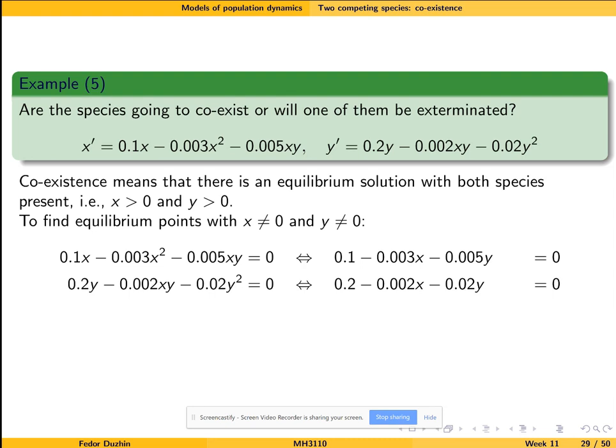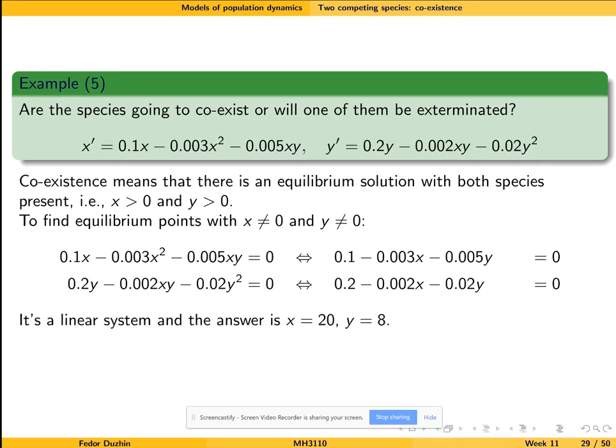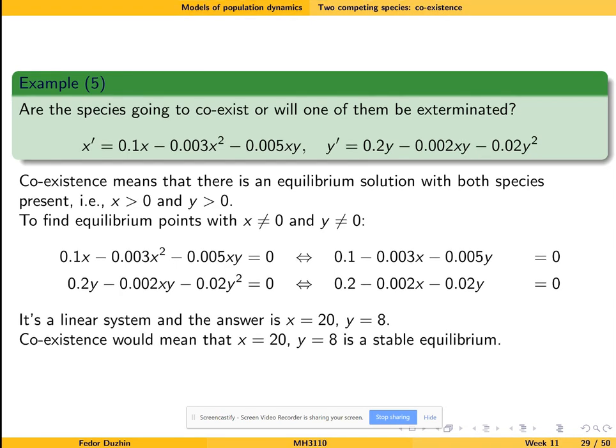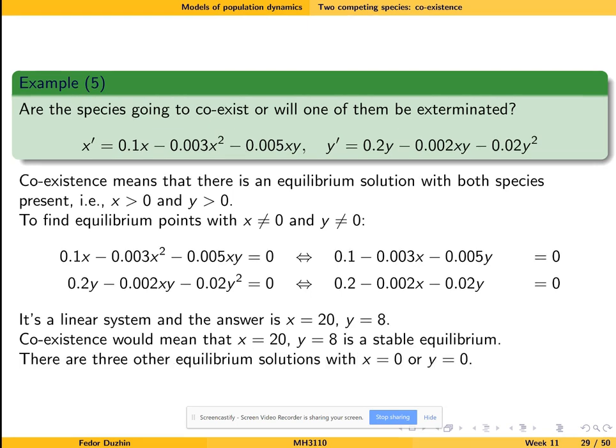So let us now assume that at the equilibrium both of them are non-zero. Here we can cancel by x in the first equation, and in the second equation we can cancel by y, and then we get a system of linear equations in just x and y. So it is a linear system, so there is just one answer. So here it is 28. Coexistence would mean that 28 has to be a stable equilibrium. So let us see.